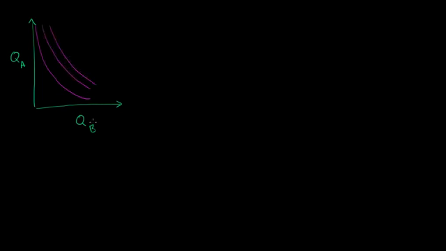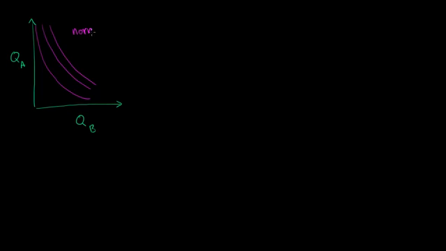I've been drawing my indifference curves to look something like this. So that's the vertical axis. That's one good. So this is the quantity of good A. This is the quantity of good B. And I've been drawing the indifference curves like this. So it might look like that. That's one indifference curve. Then another indifference curve would look like that. And I could keep drawing indifference curves. And this is what an indifference curve would look like for two normal goods.